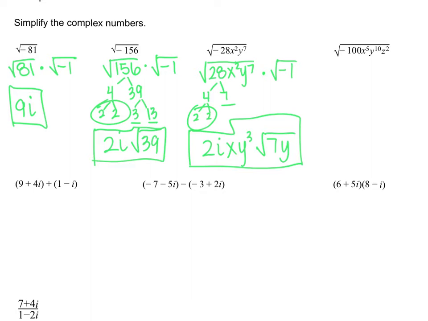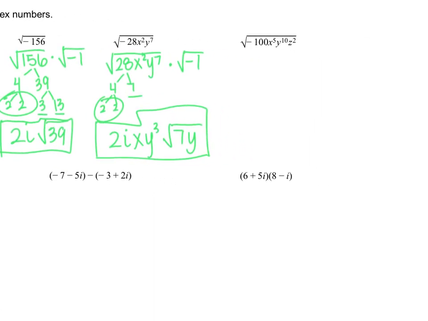Typically when we're writing a simplified answer that involves variables, we will put the i with the number and not at the end. It is also acceptable to write it as 2x y cubed and then put the i and then the radical 7y. It's just typically you put the i with the number.